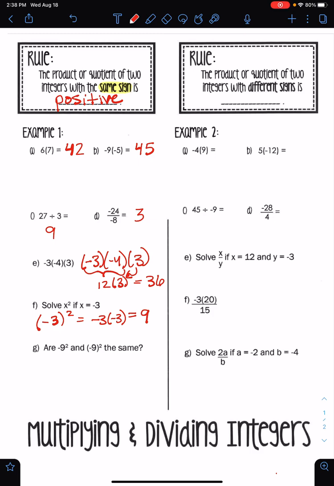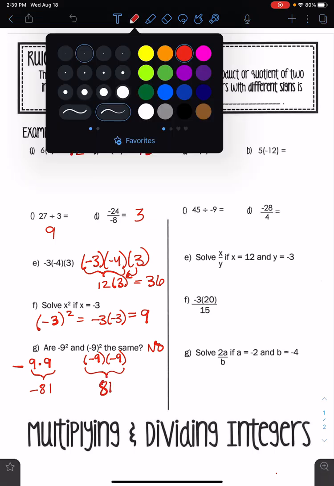The last question says, are those the same? Negative 9 squared and then negative 9 in parentheses squared. The answer is no, they're not the same. This first one is saying, what is the opposite of 9 squared? Or what is the opposite of 9 times 9? Well, 9 times 9 is 81, and the opposite of that is negative 81. That's different than saying, what is negative 9 times itself twice? Negative 9 times negative 9 is positive 81.